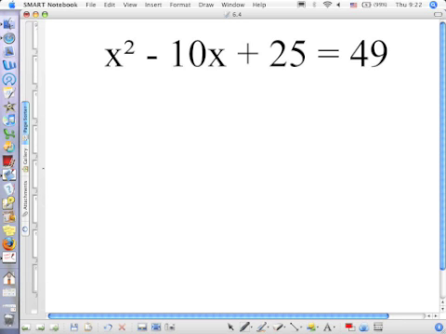Let's see. Who have I not picked on yet? Luke. What does x squared minus 10x plus 25 factor to? X minus 5 squared. Very good. All right, I want all of you to solve that problem quickly.